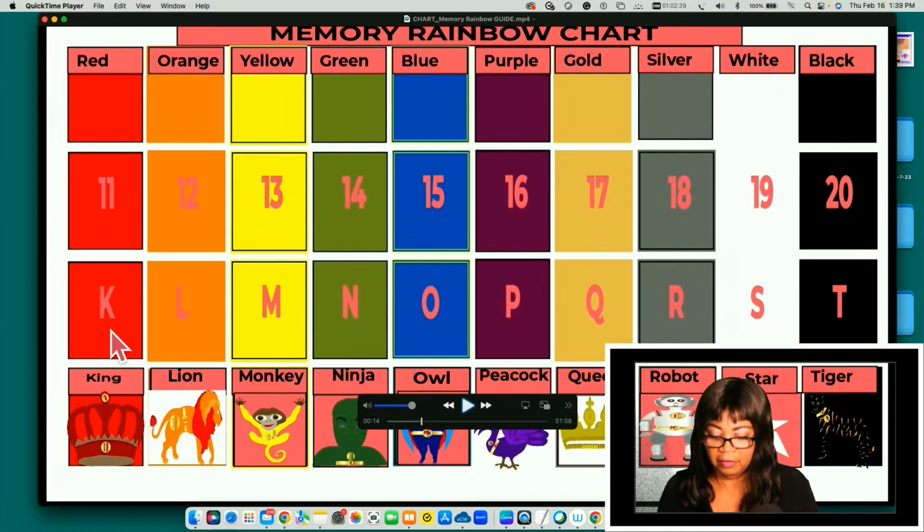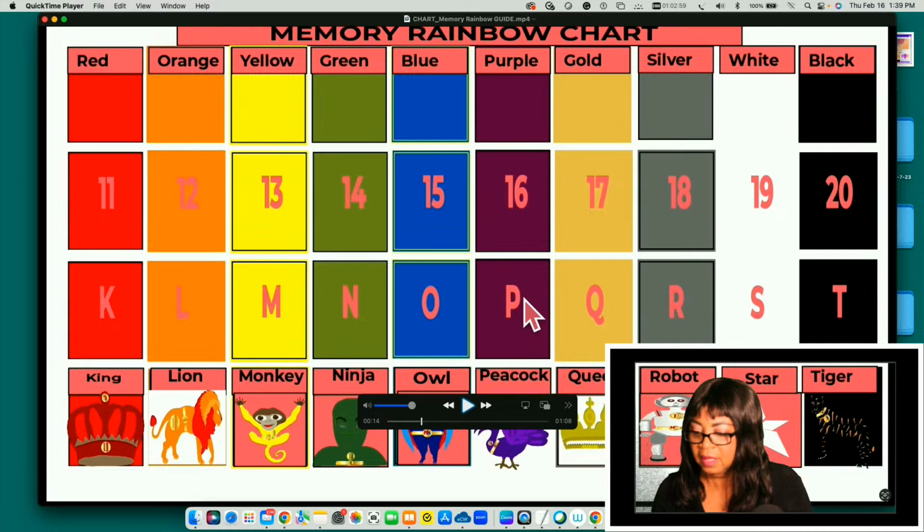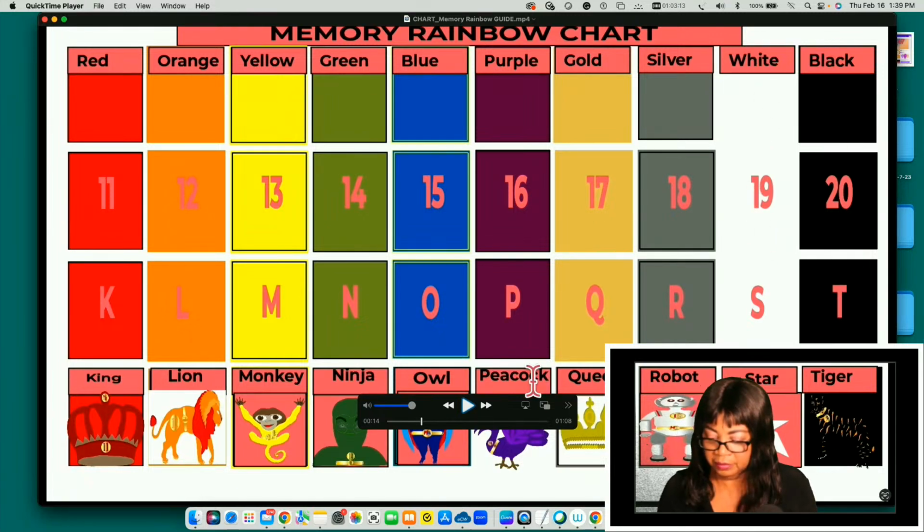Okay, and number 11 is the king. Number 12 is the lion. 13 is the yellow monkey. 14 is the green ninja. 15 is the owl or the oracle. And 16 is the proud peacock or the prince or princess of peace. Gold is number 17, which represents the golden queen. 18 is the robot, and this is the robot that I have. And the white is the star, and black is the tiger.